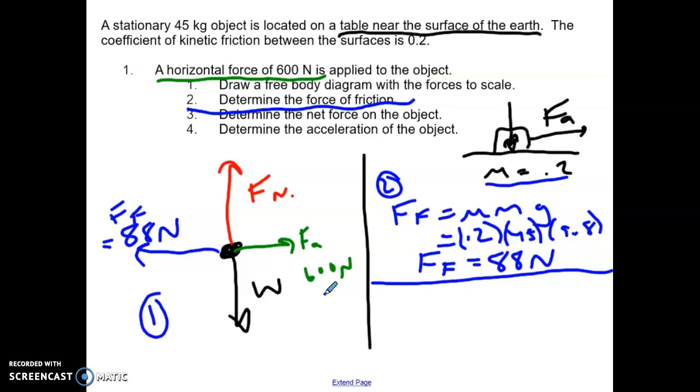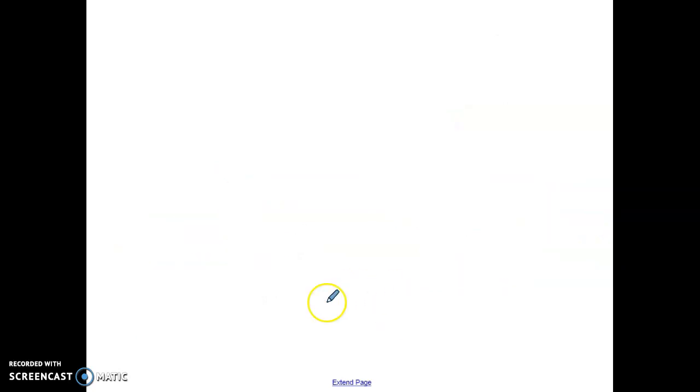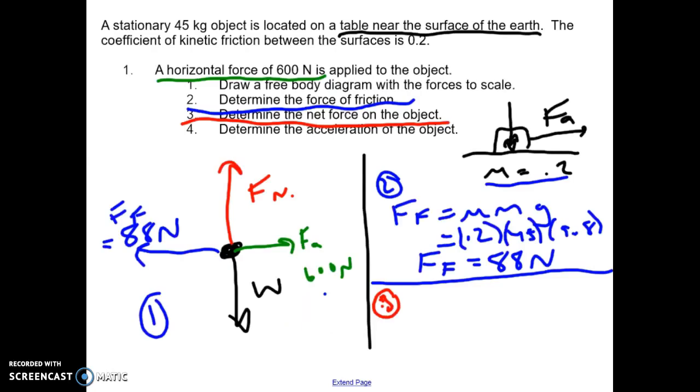The next question, number 3, says to calculate the net force. Whoops. I lost my slide there. There we go. The net force will be equal to the applied force, take away the force of friction. So that's going to equal 600, subtract away 88.